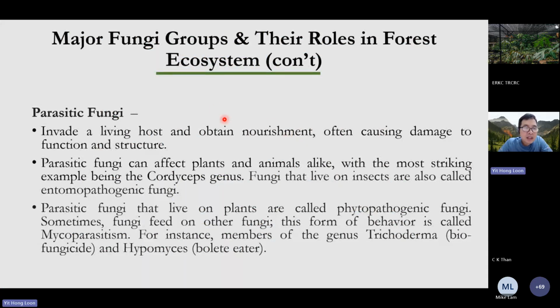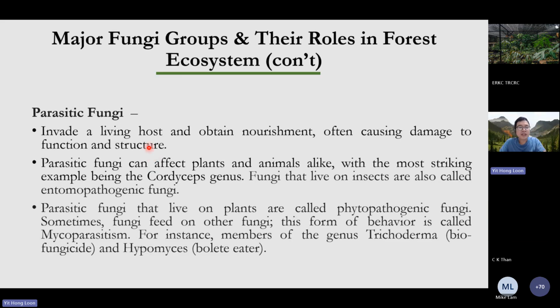Okay. The other group of fungi actually is parasitic fungi. Okay, this is a type of fungi that could do harm to the host. Just now, the symbiotic mushroom or the mycorrhizal mushroom, they are in a win-win partnership. But for this type of mushroom, no, the fungi is causing harm to the host. Okay, usually they will obtain the nutrient and cause damage to the function or structure of the host.